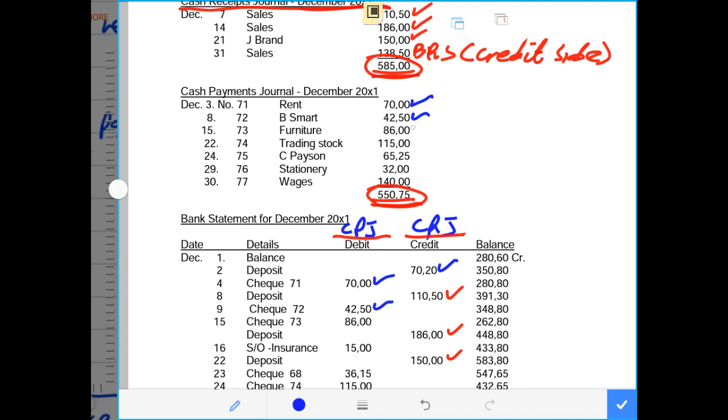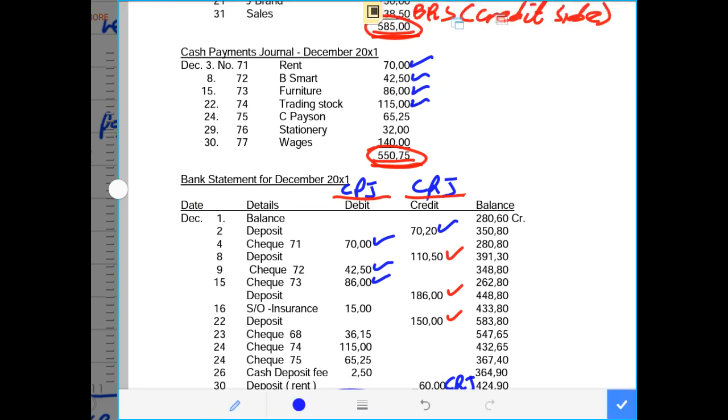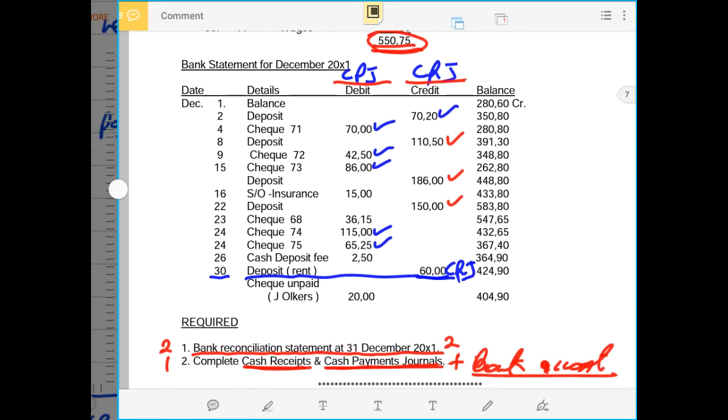86 rand in the payment appears also on the debit side. There is 115 rand and it appears both sides. There is 115 in the payment. There is 115 also on the debit side of the bank statement. Then we have 62 rand 25 cents that appears both sides. And we have 32 rand, but we don't see 32 rand.